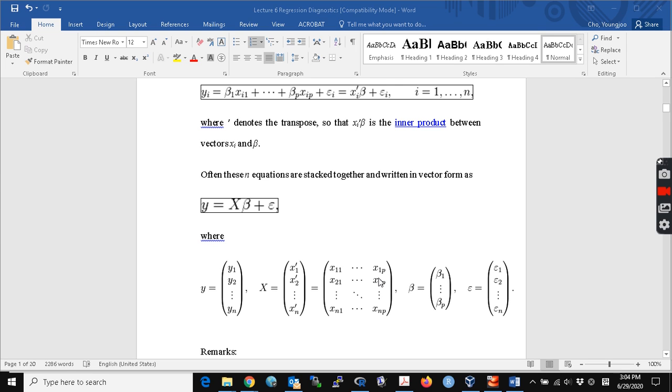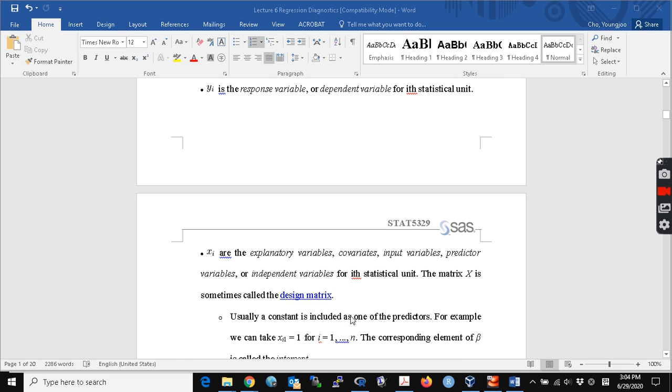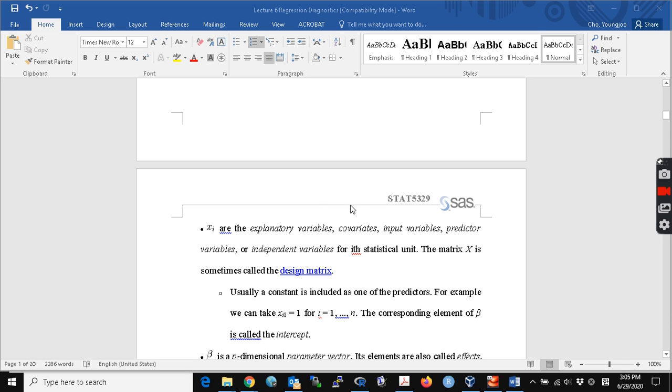And in general, you can use the linear regression model in matrix form. So we have y, which is an n times 1 vector, and X is the n times p matrix. So we have n observations and p covariates, and then beta is the p times 1 vector, and epsilon is an n times 1 vector. And then yi is a response variable or dependent variable for the ith statistical unit. The xi's are explanatory variables, also called covariates, input variables, predictor variables, independent variables, or regressors for the ith statistical unit.